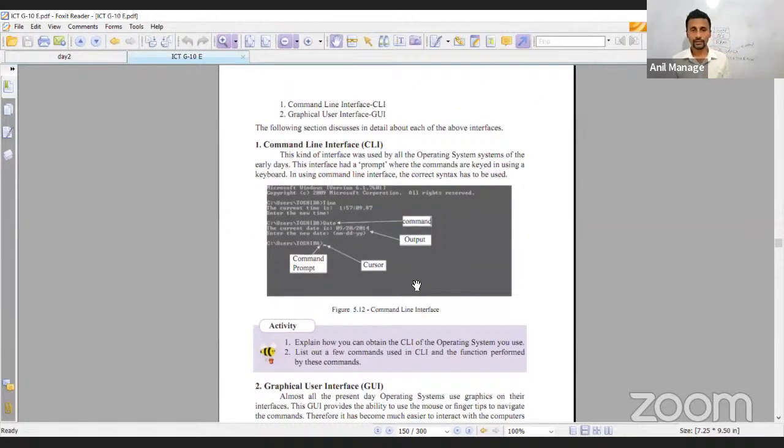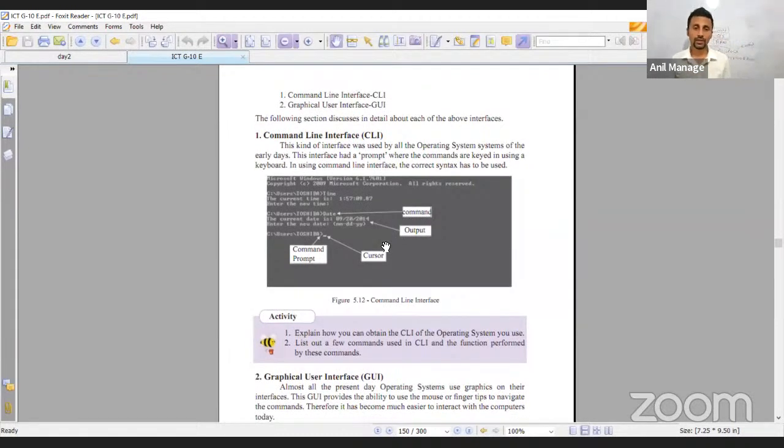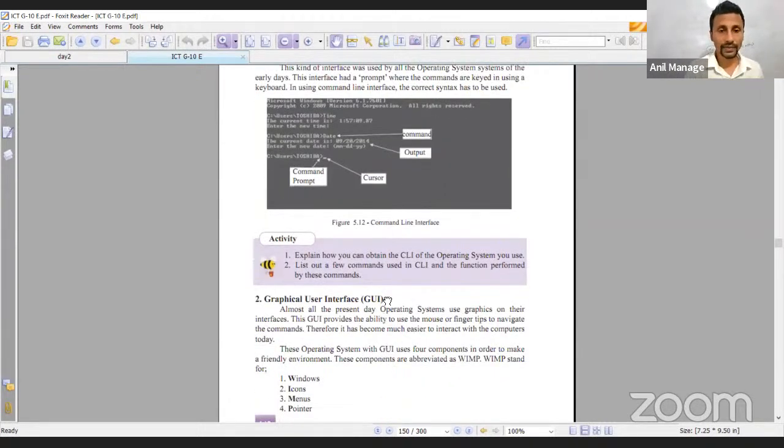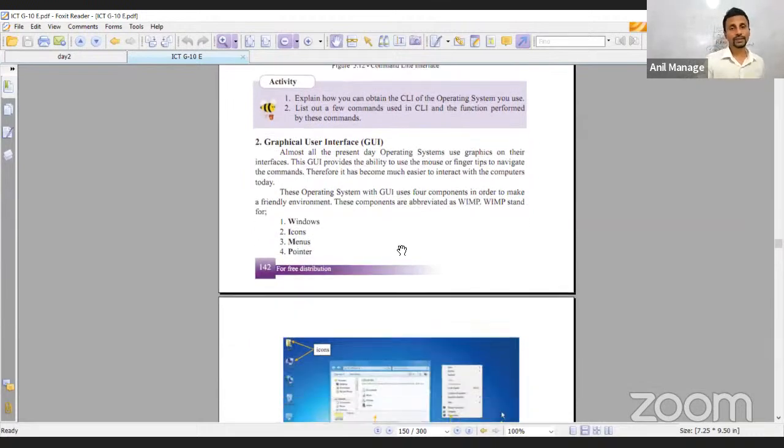Now when you take command line, you have heard about that. Now you can see through the book. This is called DOS prompt. You have to type all the commands. So it is a bit difficult, actually, because you have to memorize all the commands. But it is fast. Then you have graphical user interface.